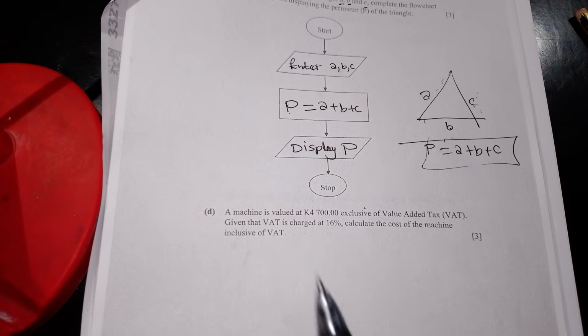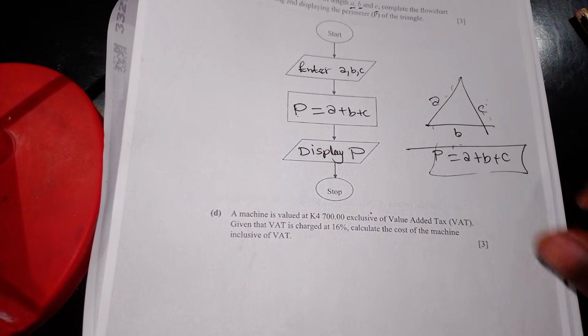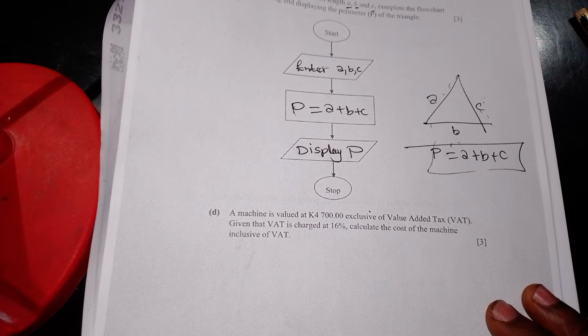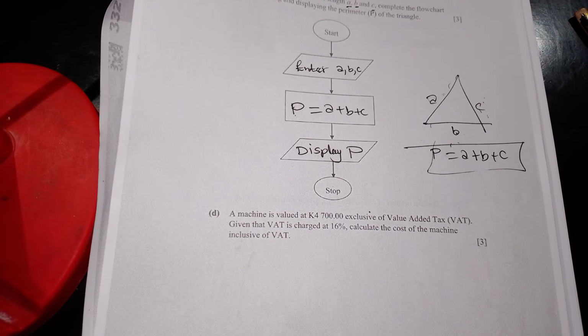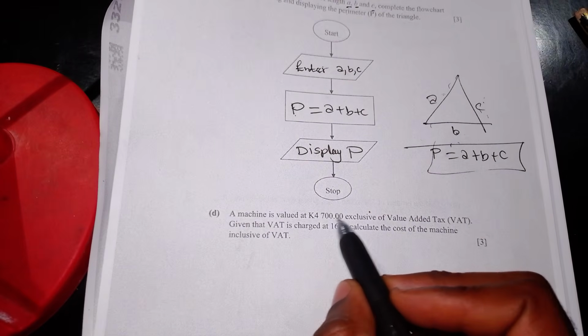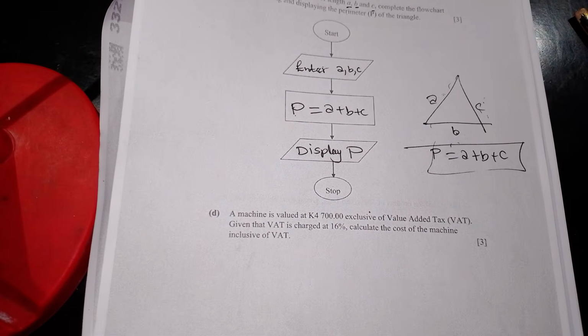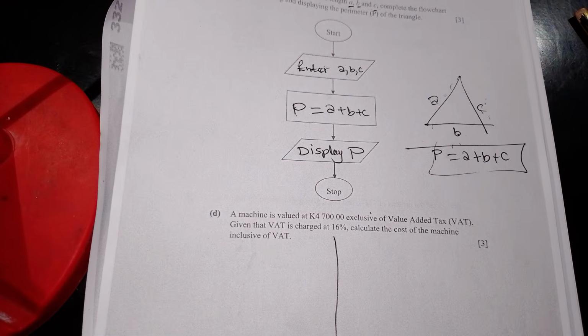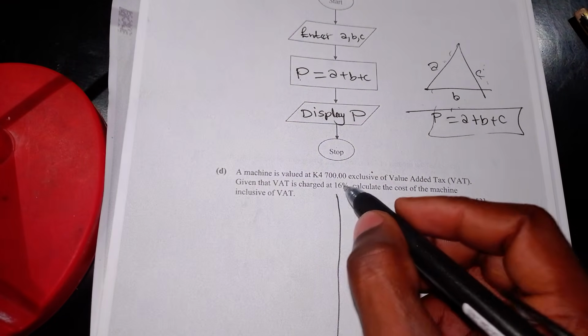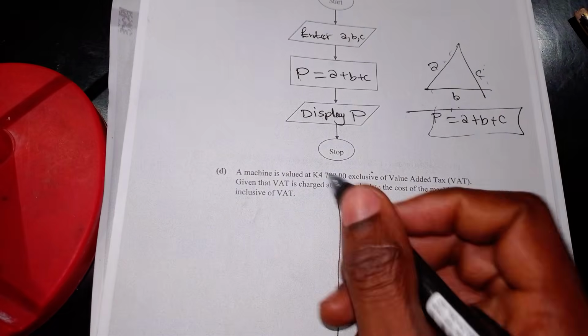And then on part D, a machine is valued at 4,700 exclusive of value added tax, which is VAT. Given that VAT is charged at 16%, calculate the cost of the machine inclusive of VAT. So since VAT has not been included here, we can start by finding the VAT and then add it to this, or we can use proportions to find the answer directly. So I'll use both methods. Let's start by finding 16% of this, which is the VAT.